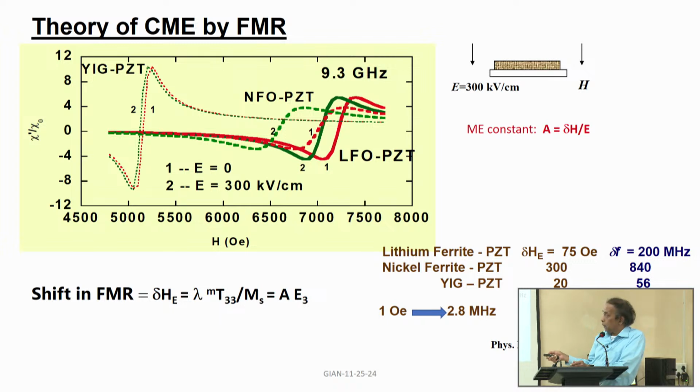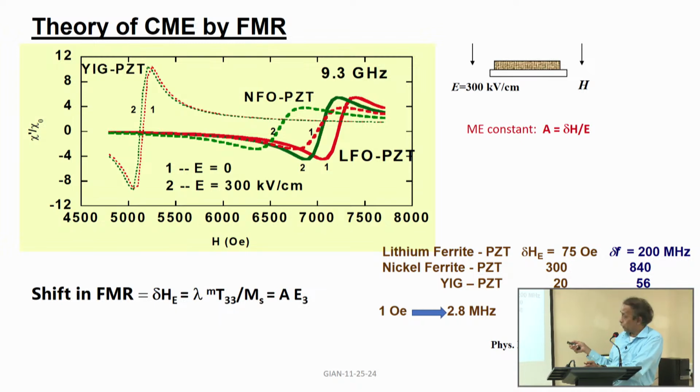Okay. So for these 3 systems, for a field of 300 kilovolts per centimeter, the shift for lithium ferrite is 75 Oersted. So the coefficient for the converse magnetoelectric effect is shift divided by E. So that's 75 Oersted divided by 300 kilovolts per centimeter. So you end up with 0.25 Oersted centimeter per kilovolt for the first one.